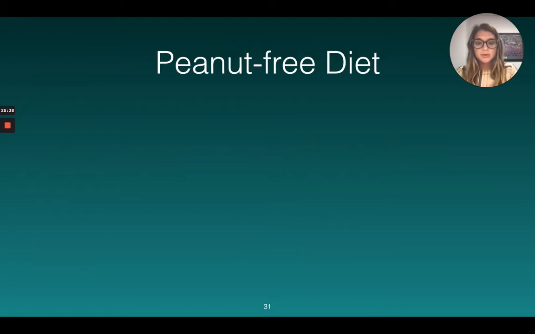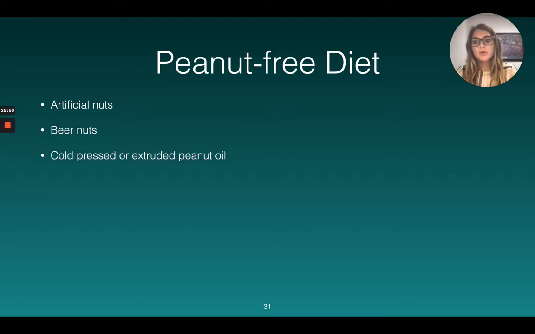So for individuals who do have a peanut allergy, it is extremely important to follow a peanut-free diet and avoid a large amount of foods for reduced potential exposure. So artificial nuts, beer nuts, cold press peanut oil, ground nuts, mixed nuts, nuts in general, or any other type of nuts. Typically for individuals who do have a peanut allergy, it is often recommended to avoid all nuts just due to potential exposure or cross-contamination between those nuts.